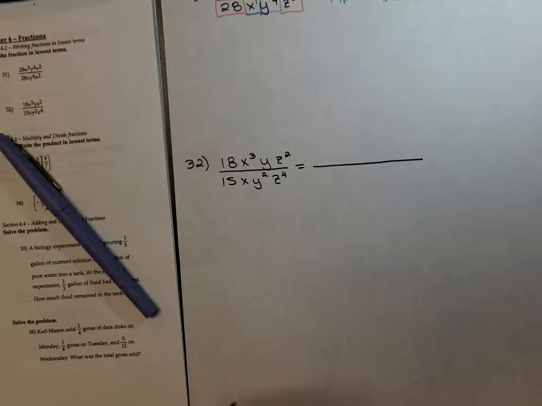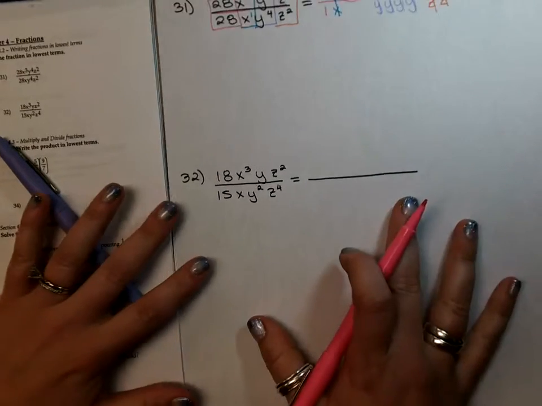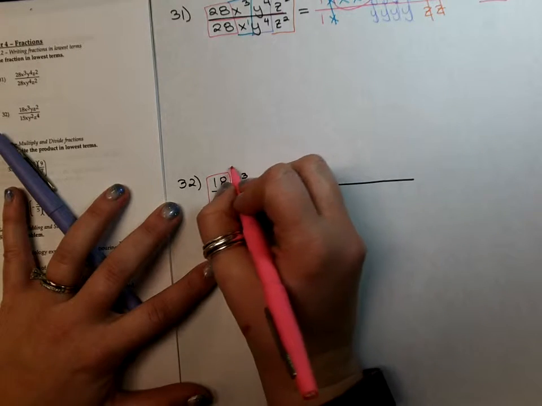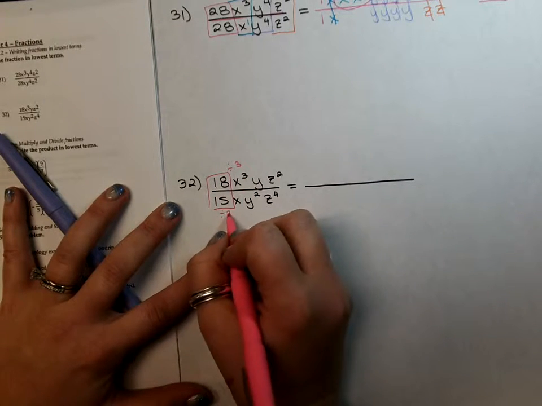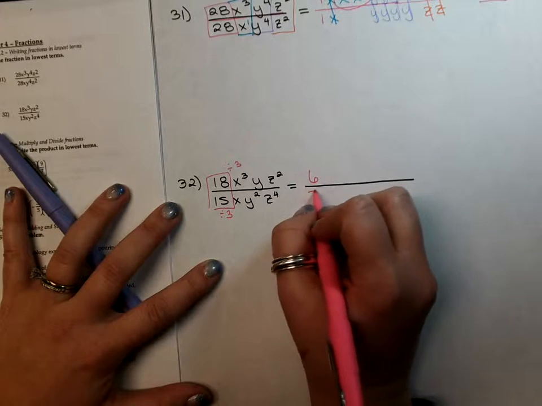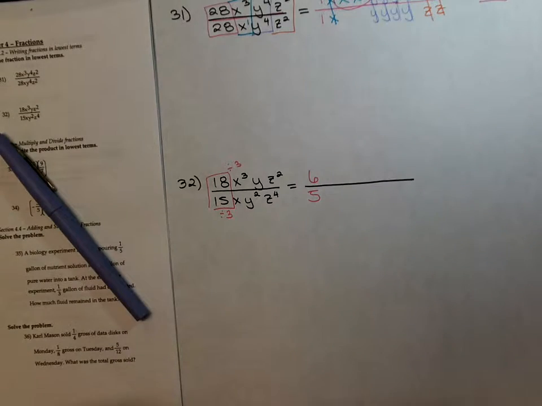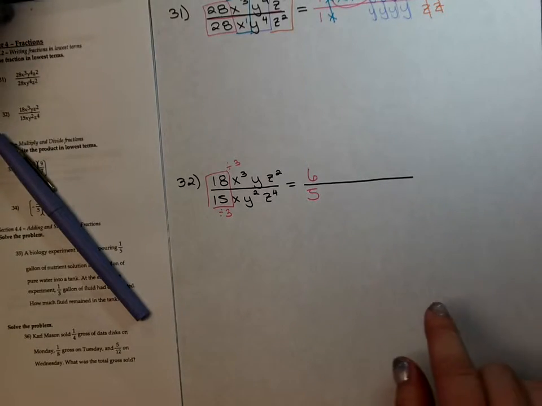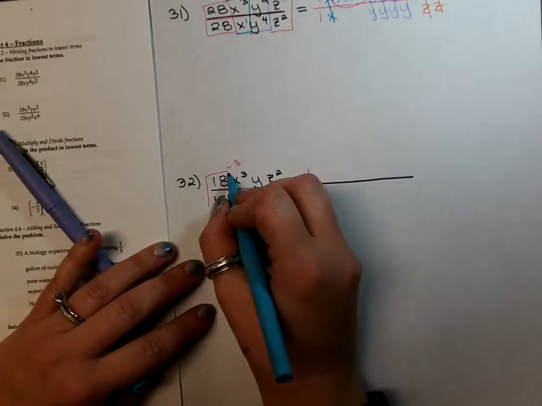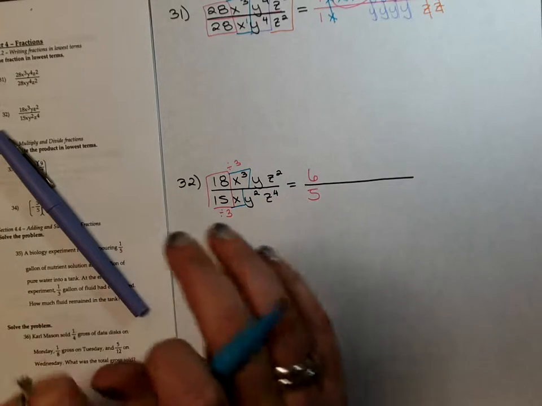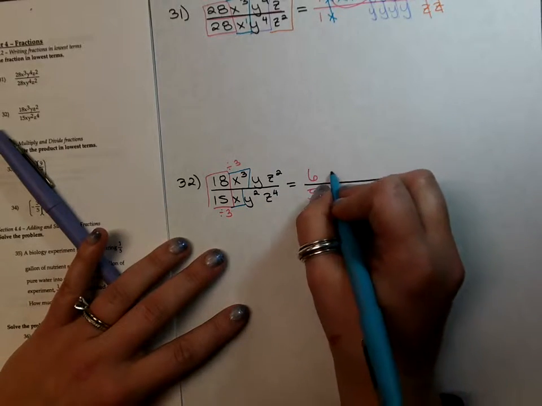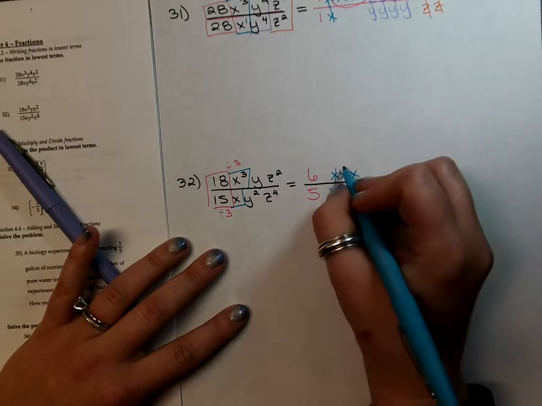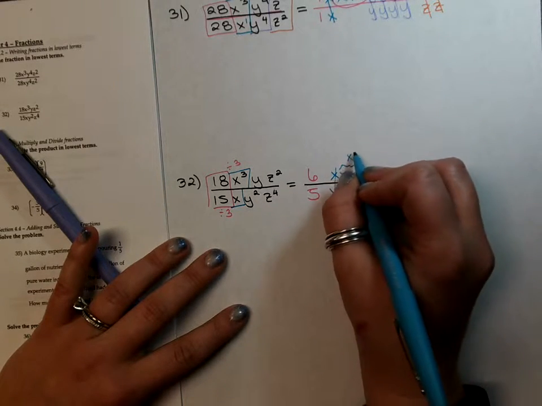We have 18 over 15. Well, those can both divide by 3, divide by 3. That should get you to 6 over 5. If you write the fraction bar first, it makes it much easier to see. Then we have x to the third over x. So that's going to be 1, 2, 3 on top, and 1 on the bottom. Those divide off. Again, you're left with x squared.